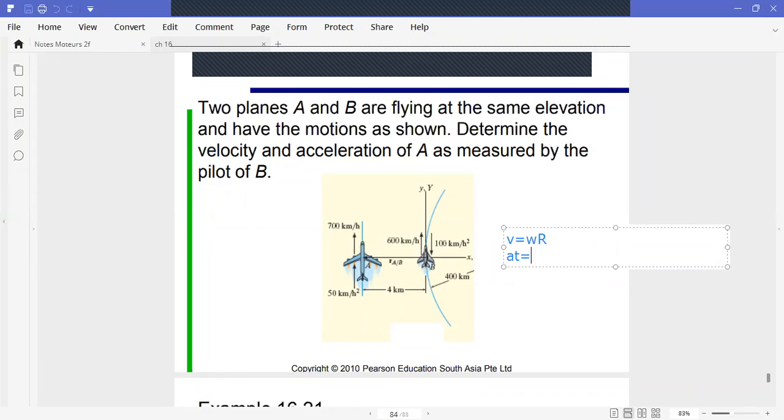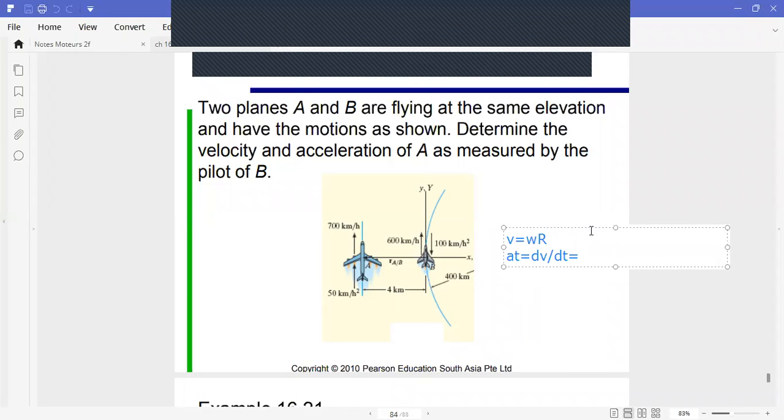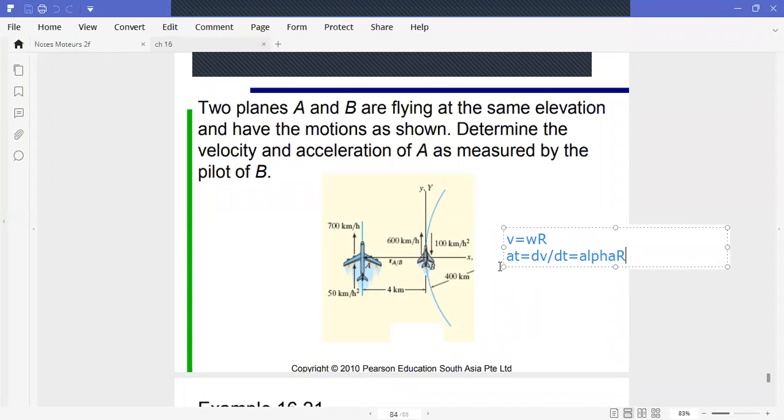A tangential is dV by dt. Okay, it is equal to alpha cross R, alpha times R. So to find alpha, I do the tangential acceleration over R. What is the tangential acceleration of plane B?